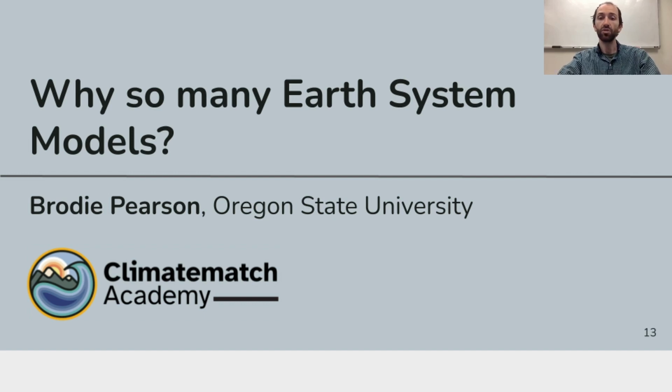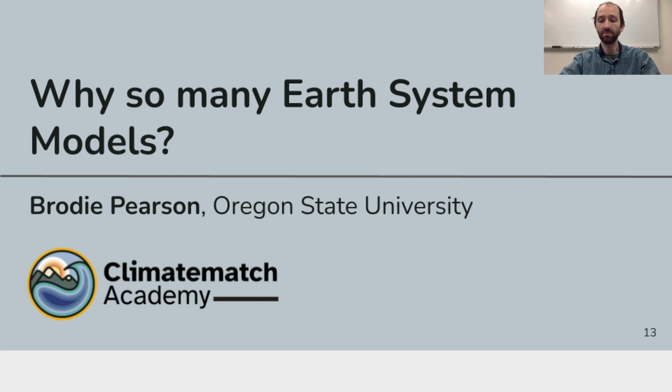Welcome back to Tutorial 3. So far today, you've been using data from one specific CMIP6 model. But CMIP is a model intercomparison project, and there are actually dozens of Earth system models that go into CMIP. And in this tutorial, we're going to be asking why are there so many Earth system models in projects like CMIP?